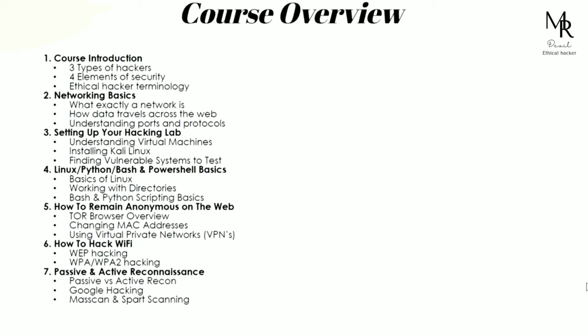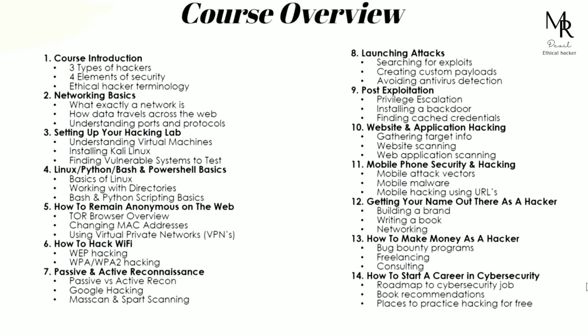And then number 6, we're going to go over how to hack Wi-Fi. We're going to go over WEP hacking, WPA, and WPA2 hacking. And then section 7, we're going to go over the passive and active reconnaissance, essentially information gathering. We're going to go over the differences between passive and active recon. We're going to go over Google hacking. And then in section 8, we're going to go over launching attacks.